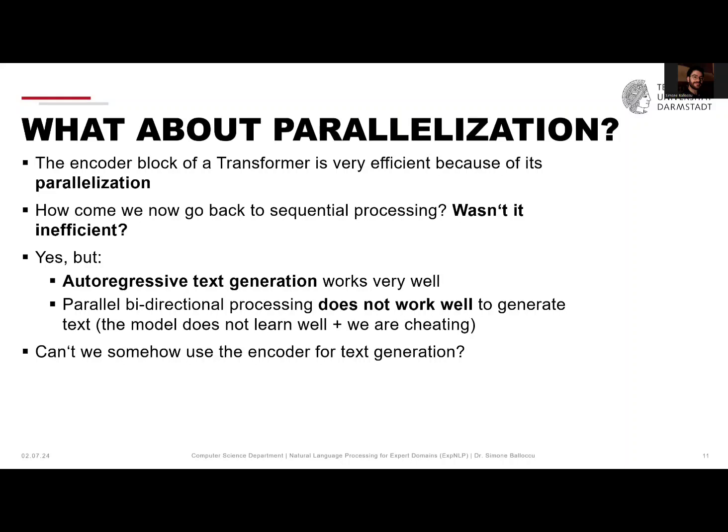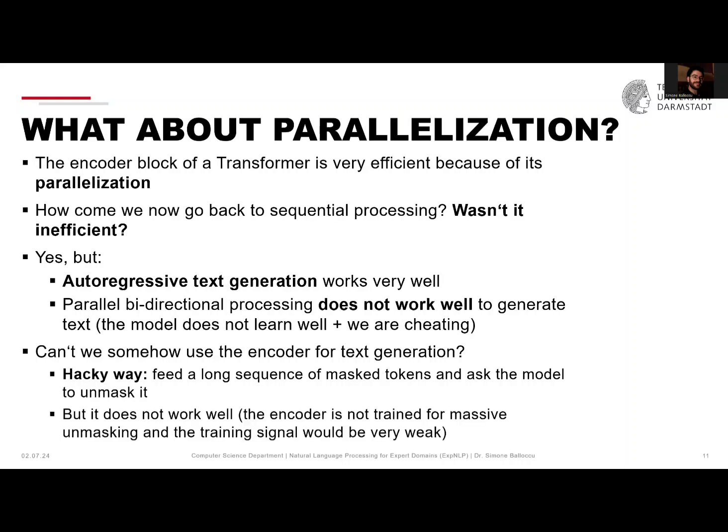So one very obvious hack, for example: feed the model an entire big sequence of mask tokens and ask the model to unmask it. But this basically does not work well because the model is not trained for massive unmasking and the training signal will be basically non-existent. If you think about this, it makes a lot of sense, because let's say I want to generate 200 tokens. I would be asking my model, without any context, without any information of what these tokens represent, can you reveal them all? Can you unmask them all? And can you do this correctly, regardless of what they should contain? Of course, it will not work.